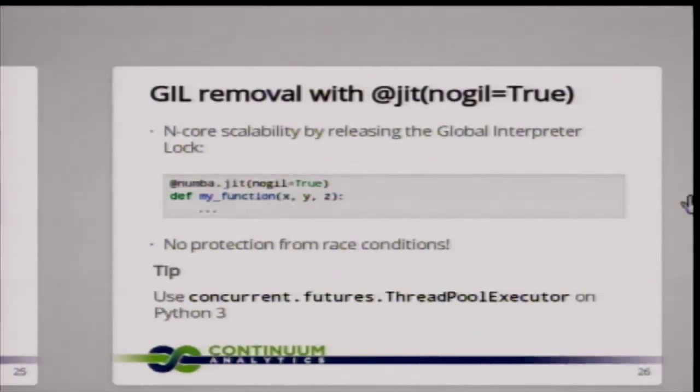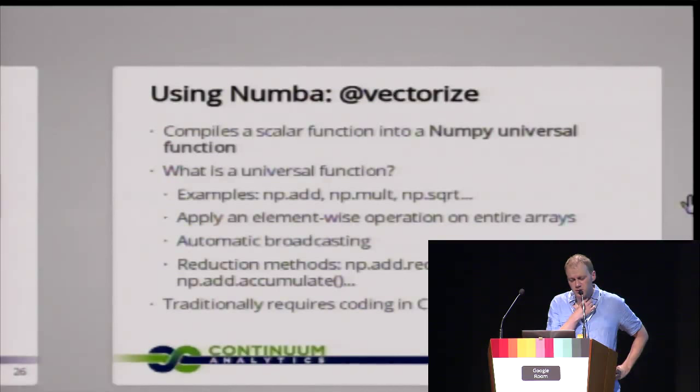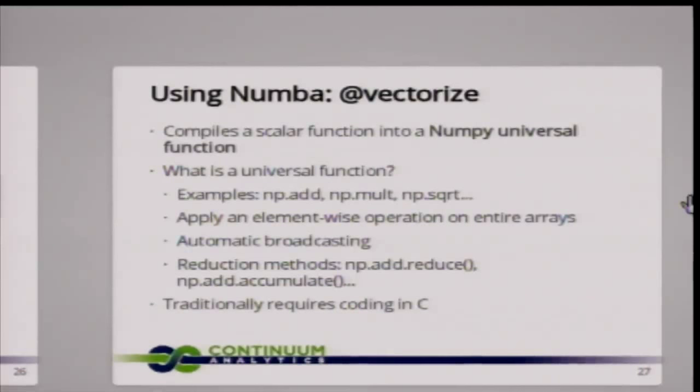Another feature is the vectorize decorator. So NumPy has something called a universal function. To explain what a universal function is, it's better to take an example. If you take the plus operator between arrays, which is a shortcut to the np.add function, np.add is basically doing an element-wise operation on all elements of its input. And the way it's implemented is really to have a loop on the element-wise operation internally.